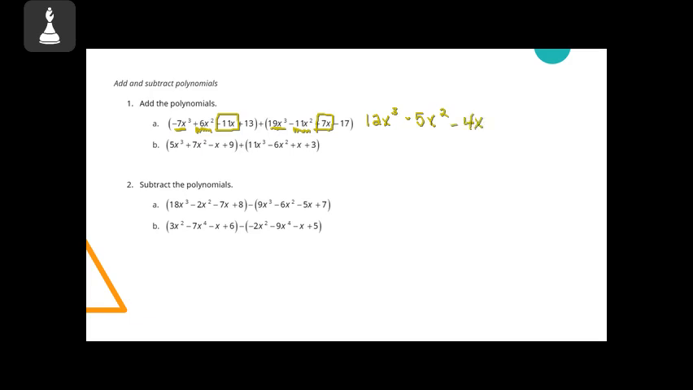And then lastly are my numbers. 13 plus negative 17 is negative 4. So I've combined all my like terms together and created my polynomial.